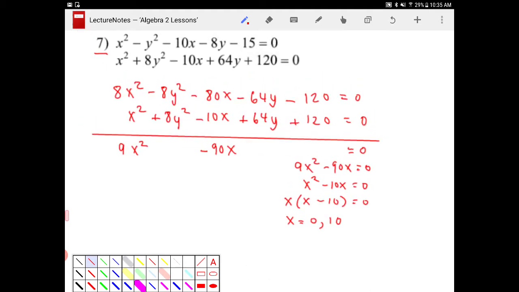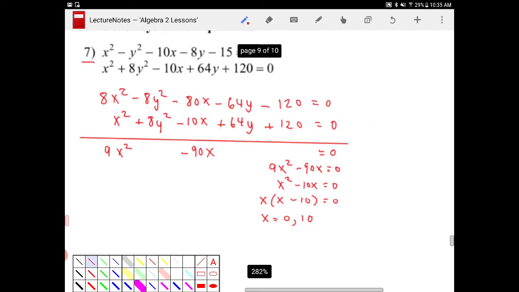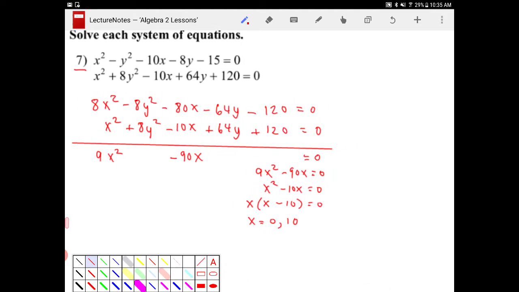Now that I have this, I need to put it back into either the top equation or the bottom equation. Quite honestly, they're both really annoying, but the top equation looks a little simpler because there are fewer coefficients to deal with. So I'm going to substitute 0 into the top equation, and what will I get? I'll get 0 minus y squared minus 10 times 0 minus 8y minus 15 is equal to 0.